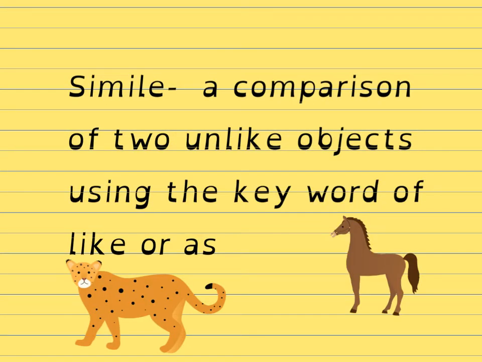We have simile, and that's a comparison of two unlike objects. It's important to note that these objects have to be unlike. We wouldn't say something like an apple is as delicious as a fruit, because an apple and a fruit are the same thing, or types of the same thing, so that doesn't really make sense. So we'd have to use something like, I can run as fast as a cheetah. Or, oh my gosh, I'm as hungry as a horse, comparing myself to a cheetah, which are two unlike things, or myself to a horse.